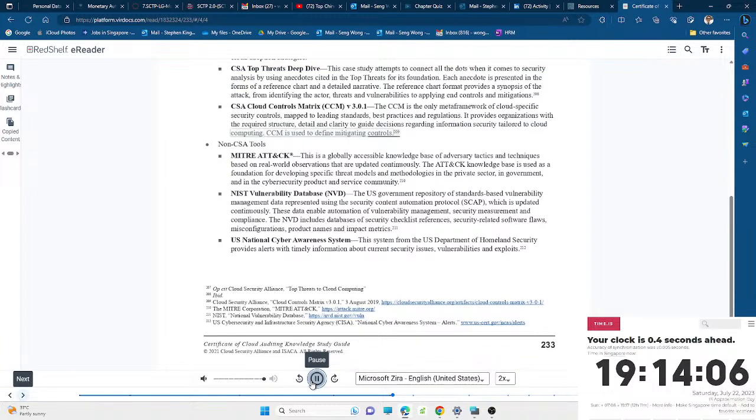Point 209.3 Non-CSA Tools MITRE ATT&CK. This is a globally accessible knowledge base of adversary tactics and techniques based on real-world observations that are updated continuously. The ATT&CK knowledge base is used as a foundation for developing specific threat models and methodologies in the private sector, in government, and in the cybersecurity product and service community.